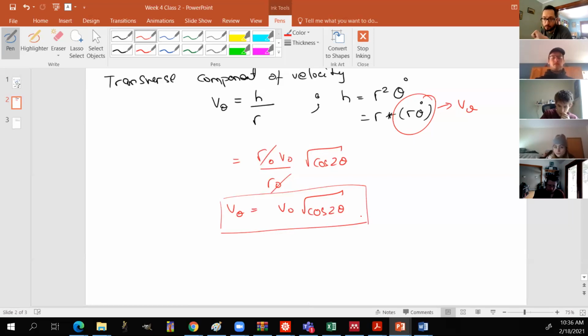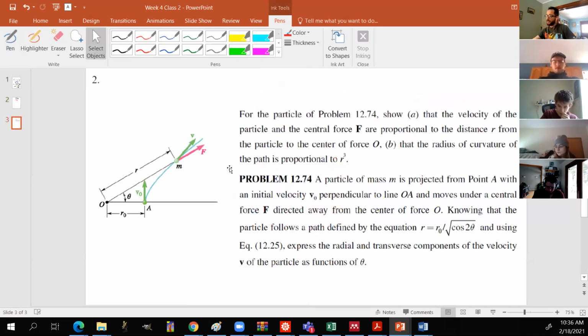Good. All right. Let's look at the next question. With the next question, it's basically the same question, but what you're asked to do is to show that the velocity of the particle and the central force F are proportional to the distance r from this distance r to the central force O, and you're asked to show that the radius of curvature of the path is proportional to r cubed, right?